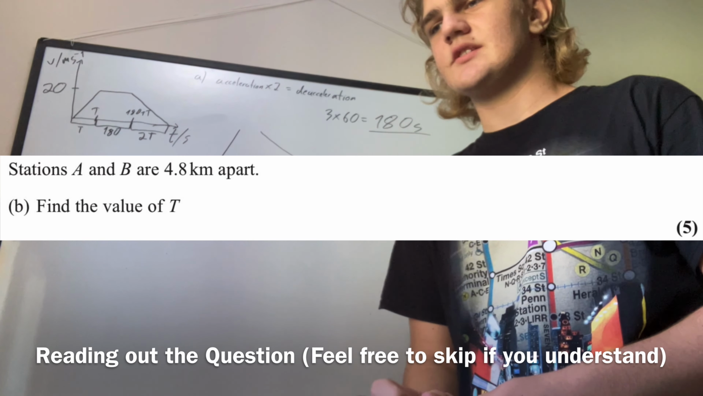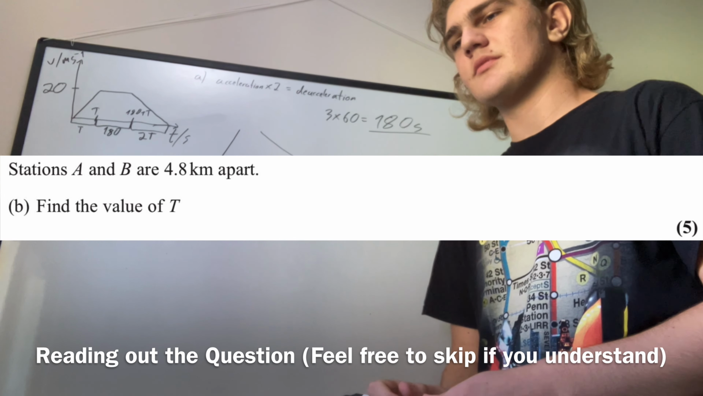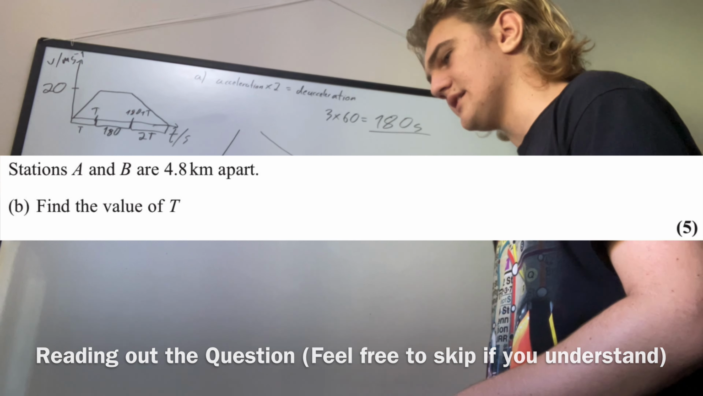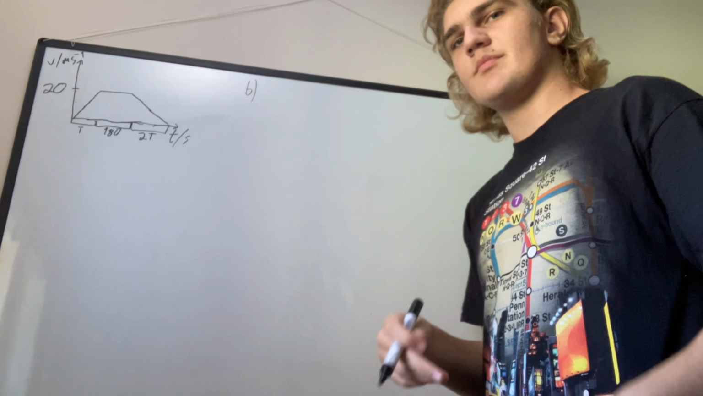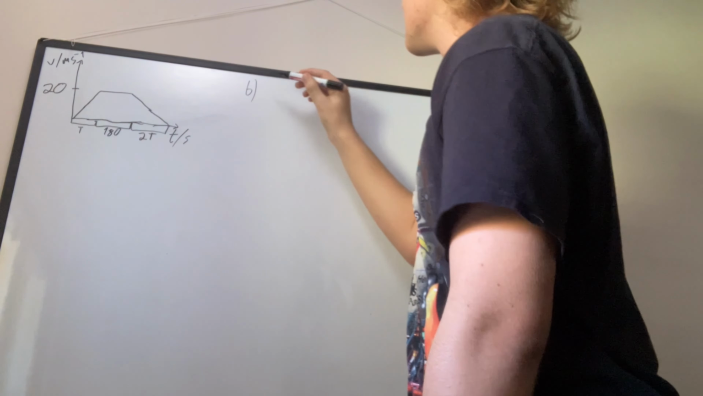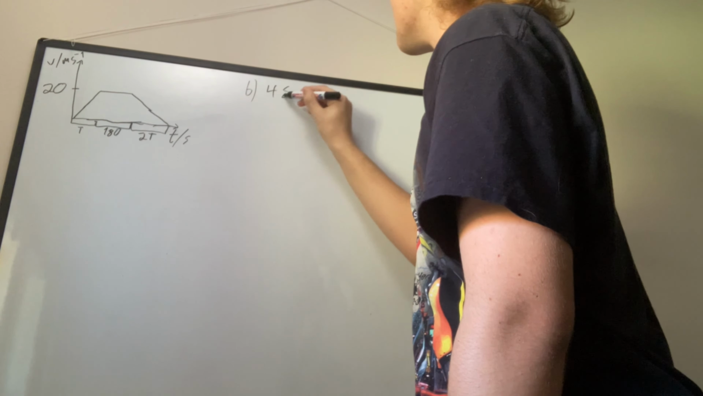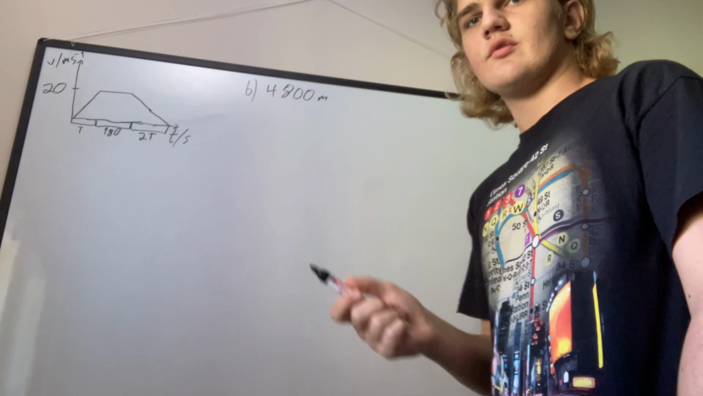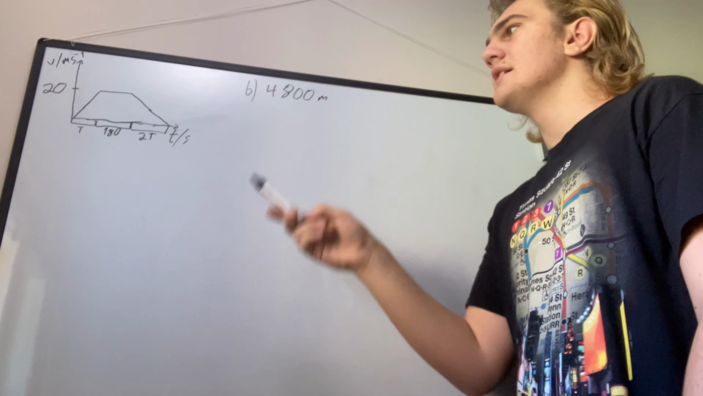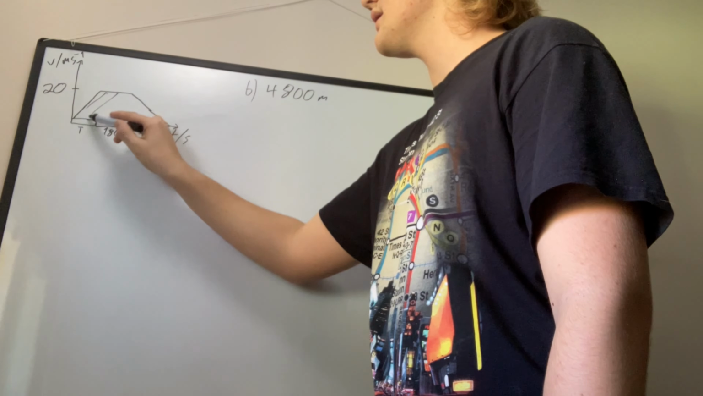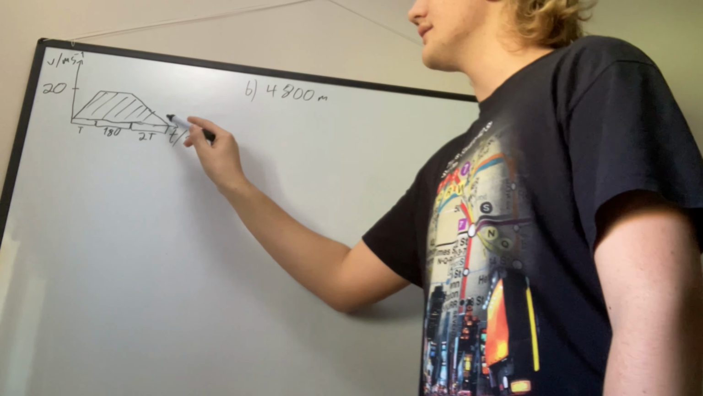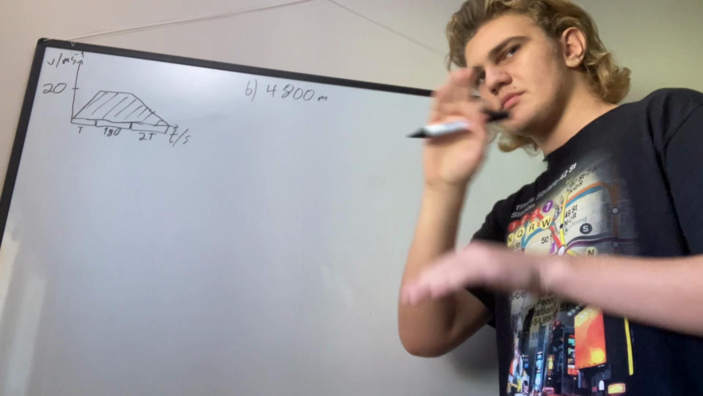And then it tells you station A and B are 4.8 kilometers apart. Find the value of t. Part B tells us that the stations are 4.8 kilometers apart, but we want to work in meters. So 4.8 kilometers is the same as 4,800 meters. And we know that the distance traveled on a speed-time graph is equal to the area underneath the line, the curves that we move.